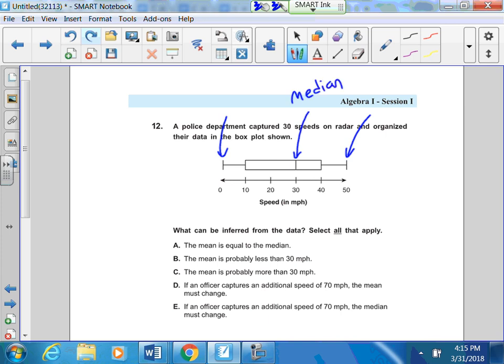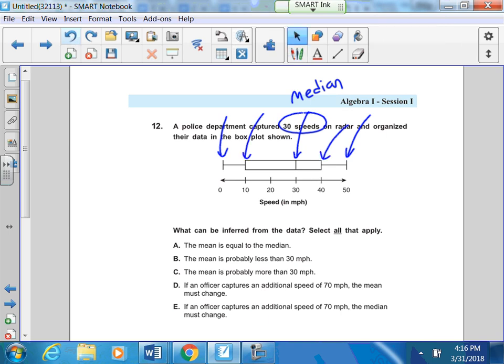Keep in mind there were 30 speeds recorded. If that's the median, you're going to have 15 speeds that were recorded in this range from 0 to 30, and 15 speeds that were recorded from 30 to 50. Now the last thing we've got to look at here is 40 and 10.